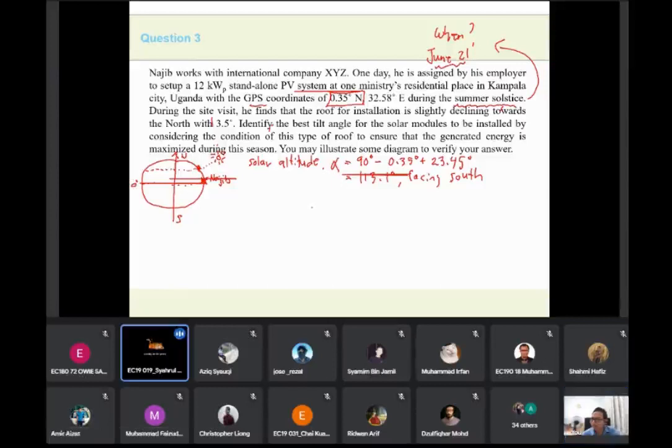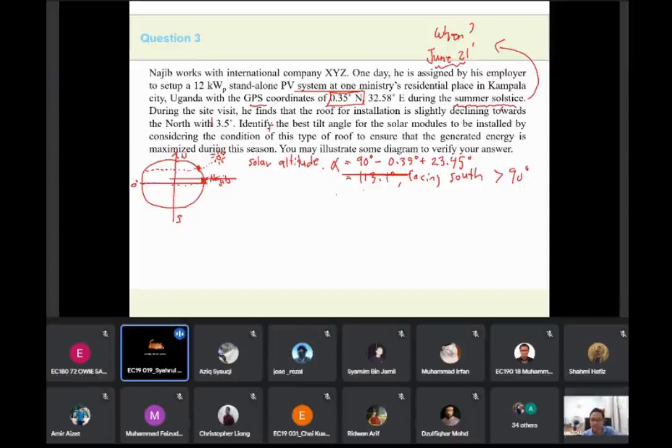Looking for the beta, the tilt angle. Oh, not yet. If you see here, there's an alpha of 113.1, which means this is more than 90 degree. So what should we do here? What is the next step? We need to subtract. Subtract with what?